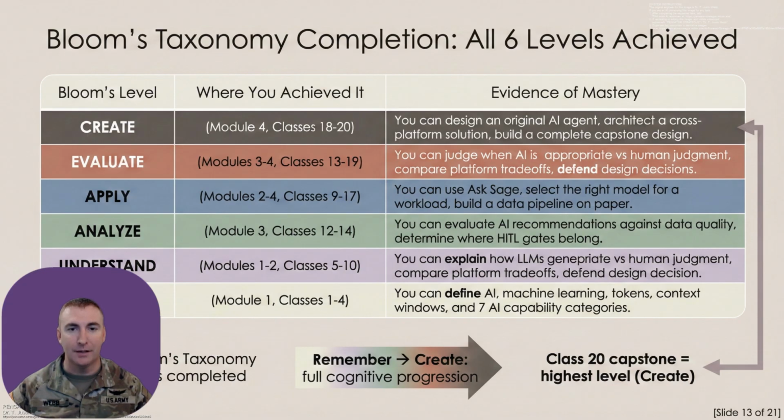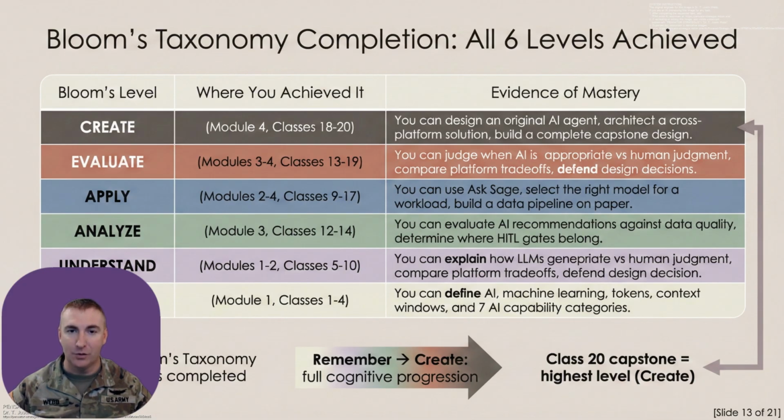Bloom's taxonomy says you just hit level 6. Most courses stop at level 2. Remember, you defined AI, tokens, context windows. Understand, you explained how LLMs generate text and why hallucination occurs. Apply, you use Ask Sage and built a pipeline on paper.